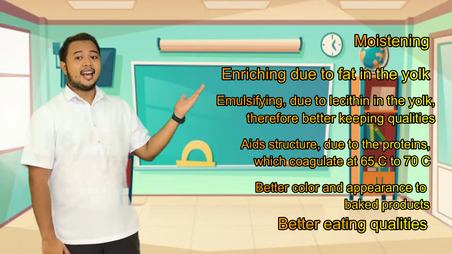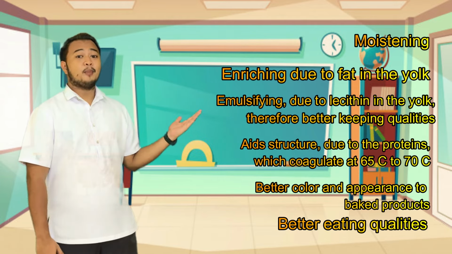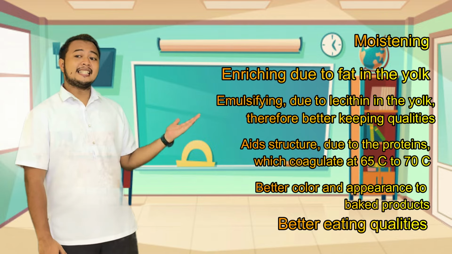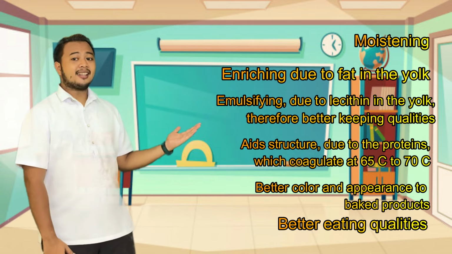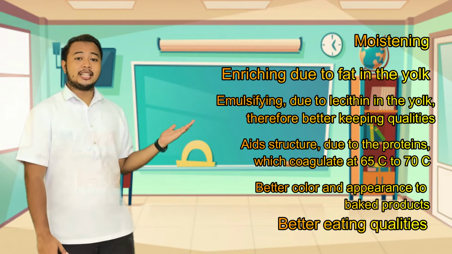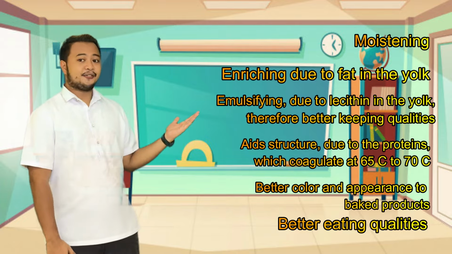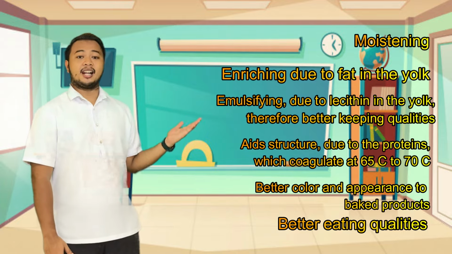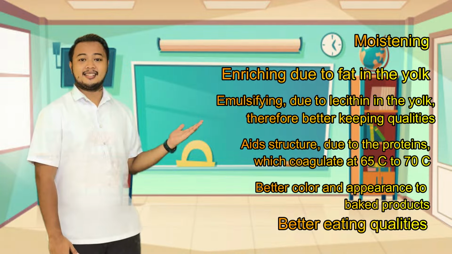First, moistening. Second, enriching due to fat in the yolk. Third, emulsifying due to the lecithin in the yolk, therefore, better keeping qualities. Next, egg structure due to the proteins which coagulate at 65 degrees Celsius to 70 degrees Celsius. Fifth, better color and appearance to baked products. And lastly, better eating qualities.